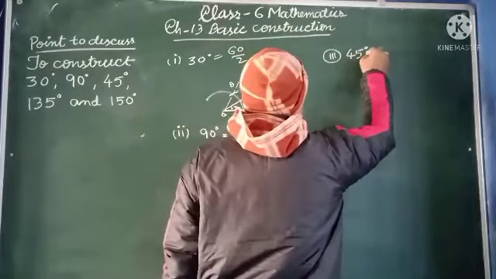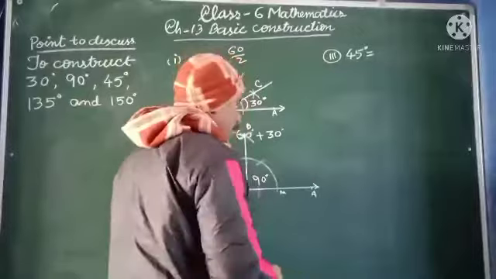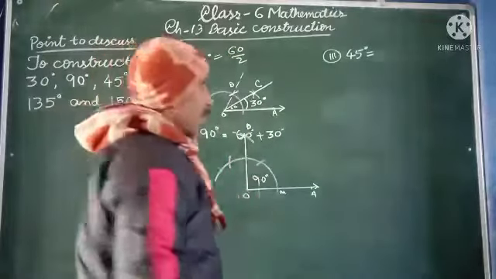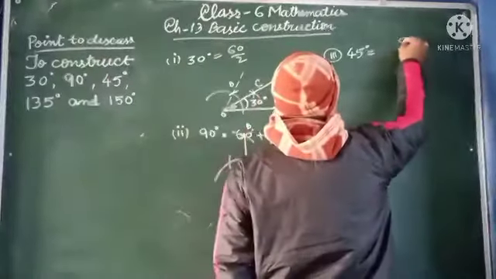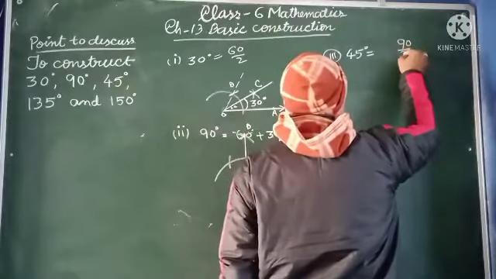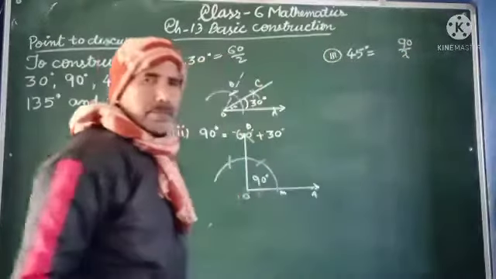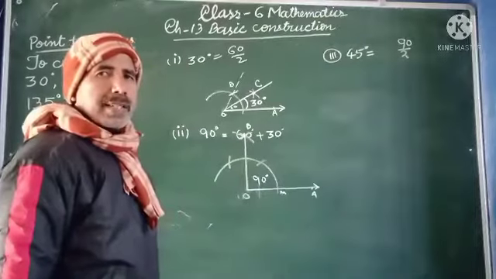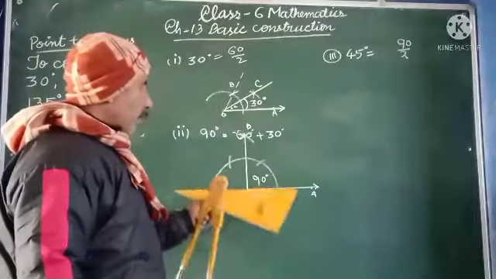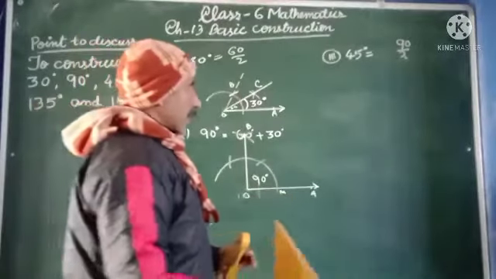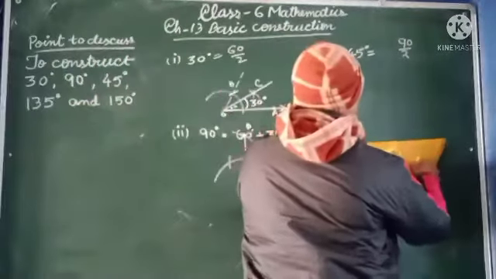This 45 can be simply drawn by bisecting the 90-degree angle. You have learned how to draw the 90-degree angle. Then divide it by 2, you will get the 45. So 45 is equal to 90 by 2. So first of all, we will draw the 90-degree angle. See how?